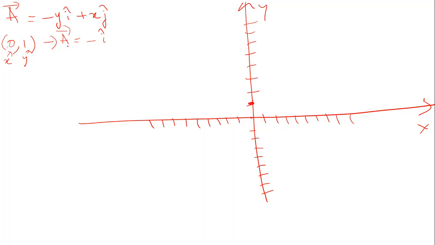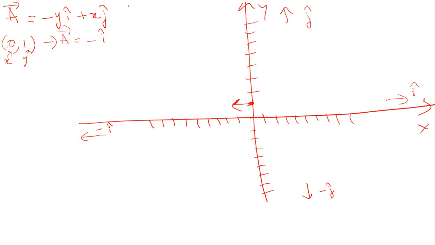We have a vector which is pointing along the negative x-axis. This is the positive x-axis, your i cap, and this direction is minus i cap. Upward direction is plus j cap, downward direction is minus j cap. So at this point, you will have a vector of unit magnitude, since i cap is a unit vector, but the direction is along minus i cap. So you will have a vector like this.